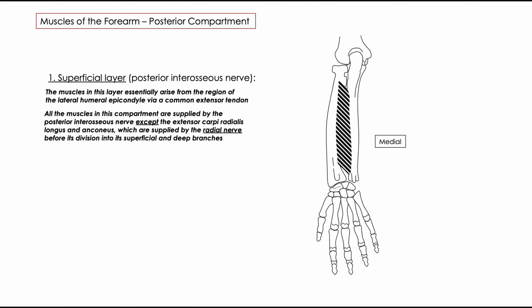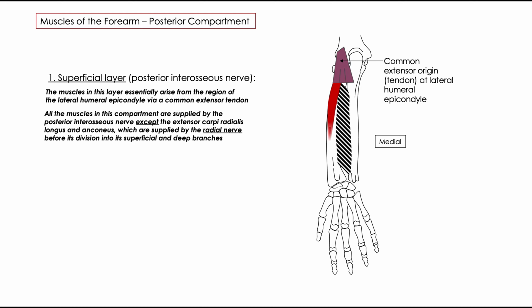So the superficial layer muscles here, most of them are innervated by my posterior interosseous nerve, but there are certain exceptions. And what are these exceptions? Extensor carpi radialis longus and anconeus are innervated by the radial nerve, and all the others are innervated by the deep branch of the radial, which is the posterior interosseous. So now, from the lateral epicondyle of my humerus, we have this common extensor origin.